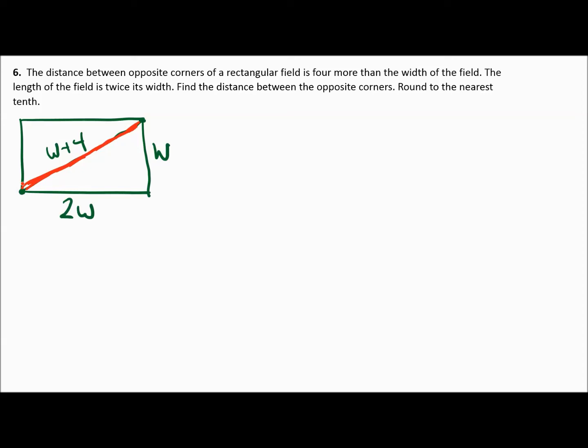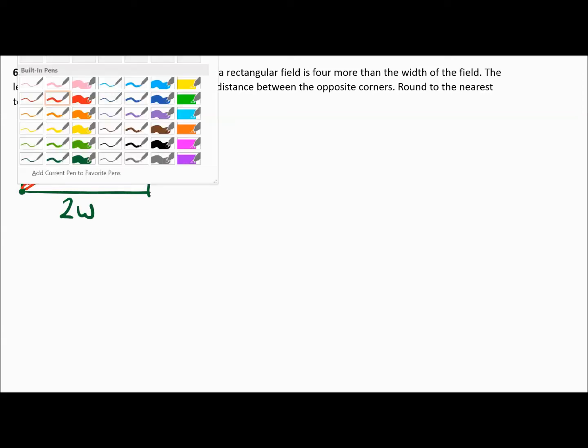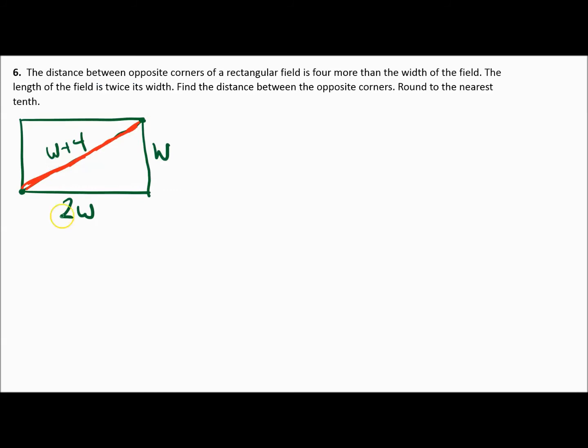Now, to do that, we're going to go back and use our Pythagorean Theorem. If you'll recall, side squared plus side squared equals the hypotenuse squared. So I'm going to say one of my sides is 2w. I need to square it. Plus my other side is w. I also need to square that. And the hypotenuse is always the one across the 90-degree angle, which is the corner of our rectangle. So that's going to be w plus 4 squared.